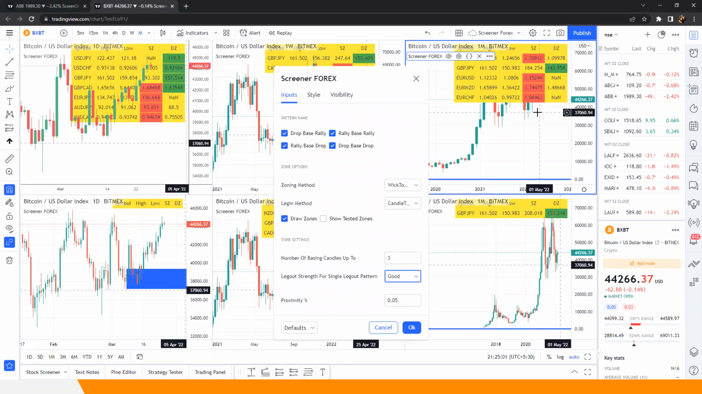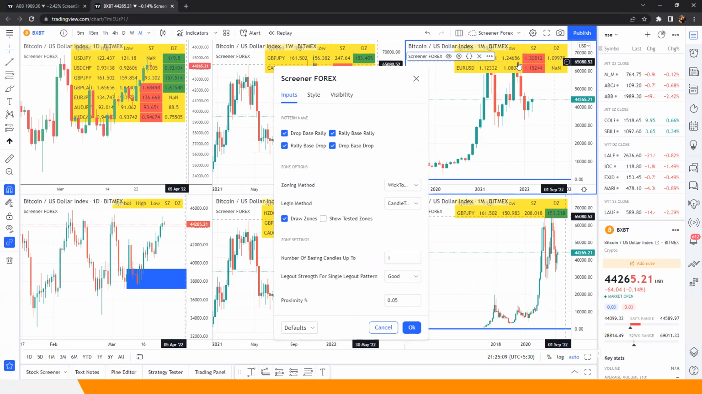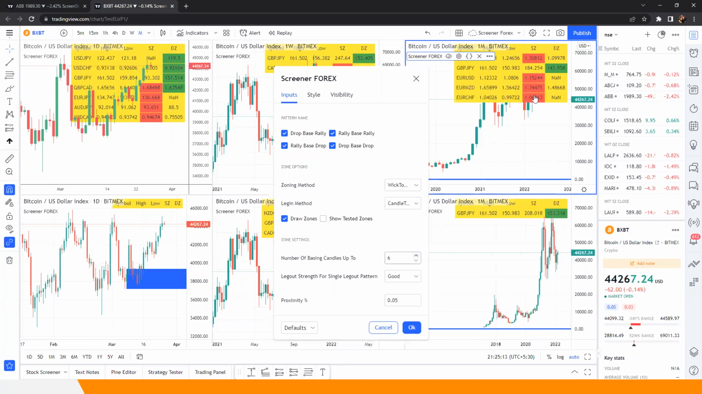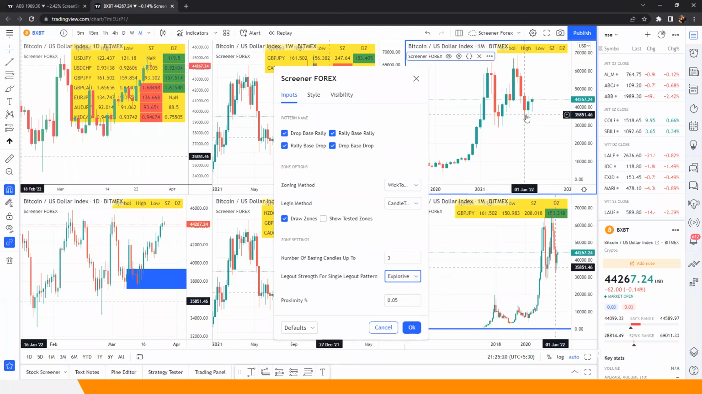So yes, eventually when you have this as an indicator, you will be able to customize how many candles you want in the basing. If I say I only want zones with 1 candle in the basing, can you see now it is only giving me 2. If I say I want up to 6, now it will probably give me an even bigger list. If I say I want up to 3, but only the explosive moves, now I don't even have 1. So yes, once this indicator is launched publicly, you will be able to customize it.